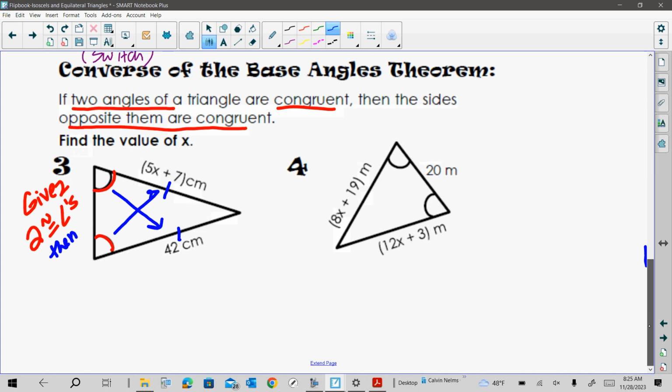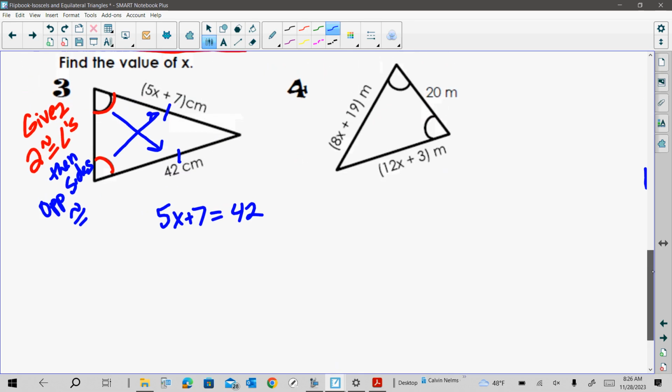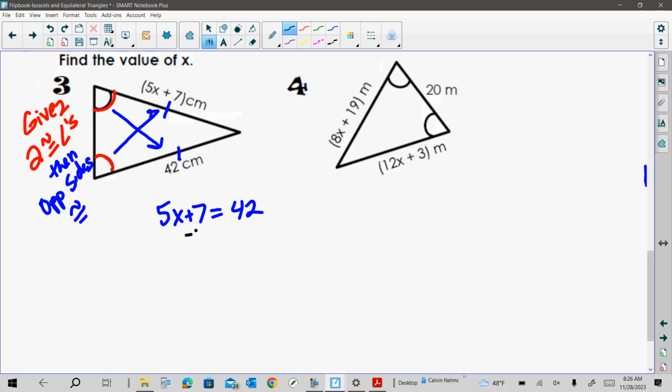So if I'm given the two congruent angles, then opposite sides, and I ran out of room here, are also going to be congruent. So here, my equation would be 5x plus 7 equals 42. And we're just solving for x. So isolate the 5x by subtracting 7. 5x equals 35. Divide by 5, so our x equals 7.